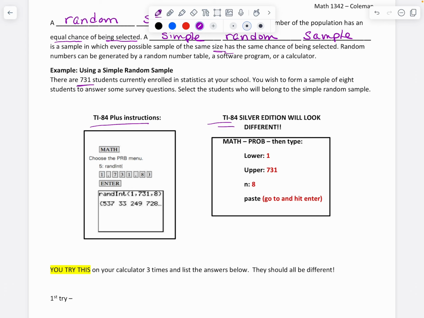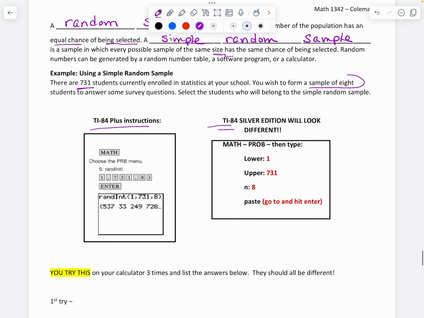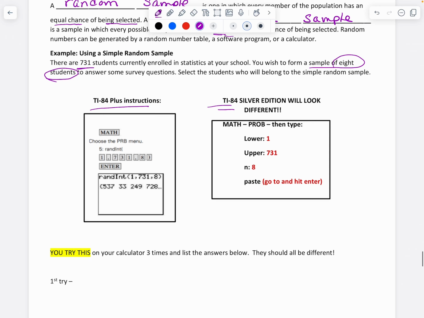So this says we have 731 students currently enrolled in a statistics class at your school. You wish to form a sample of 8 students to answer some survey questions. Select the students who will belong in the random survey. So basically, you give every single person a number from 1 to 731. And randomly, you're just going to go basically pull that name out of the hat. That's exactly what this is basically saying, is pull a name or a number out of the hat. In this case, you're going to use your calculator.